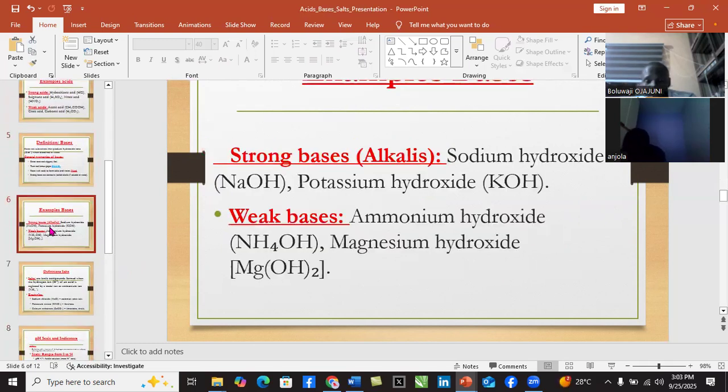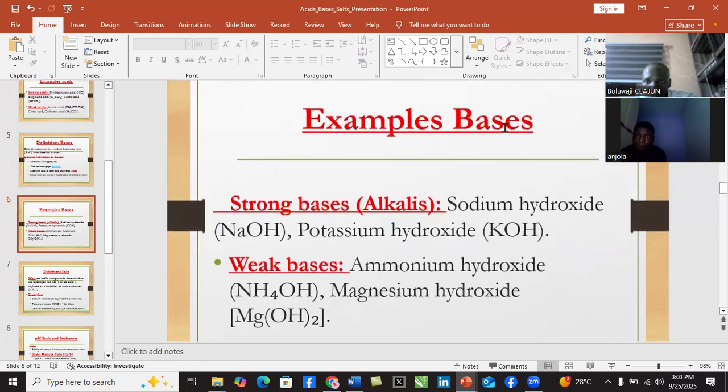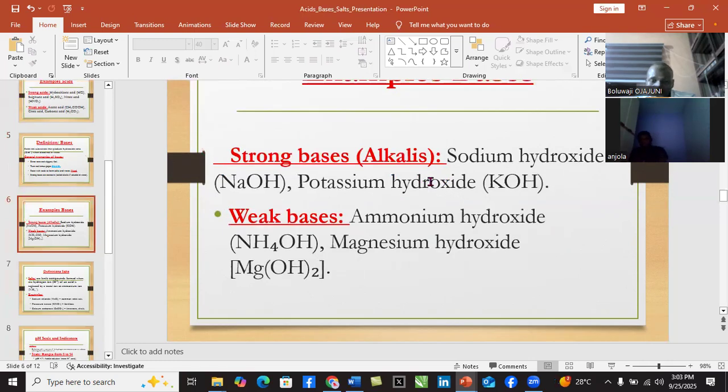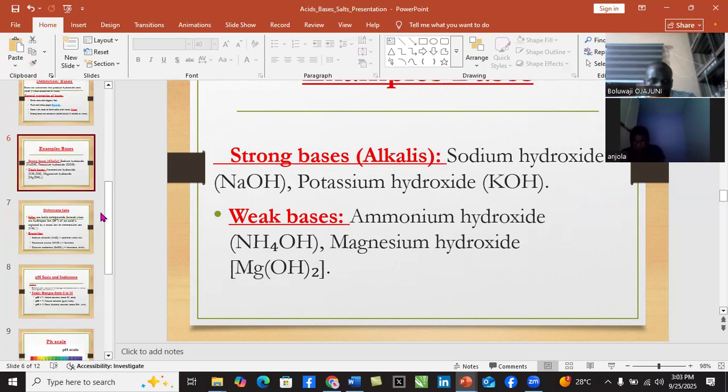Then we look at examples of base. Strong base is also known as alkaline, and these are examples of it. Then we talk about weak base, which you can see also with their examples as discussed.